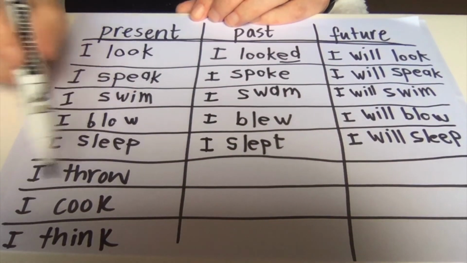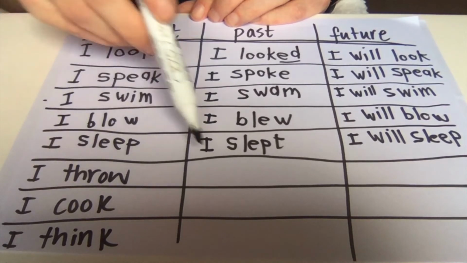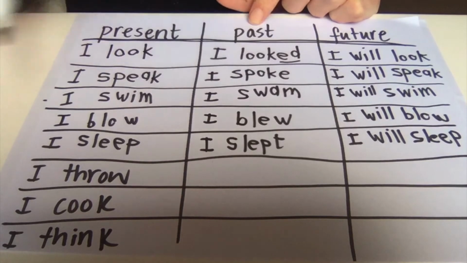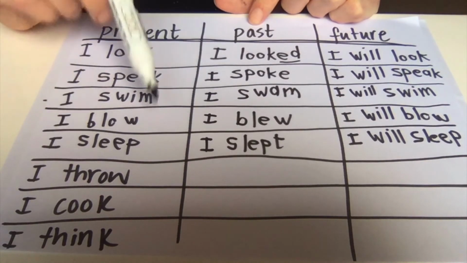Okay, so here's 3 more that I would love for you to try just by yourselves now, independent. I throw, I cook, I think. What would go in here? I throw. What's the past tense? And what would it be in the future? And then the same for cook and think. That's a little bit about past, present, and future tense. Past, it's done already. Future, it hasn't happened yet. Present, right now.